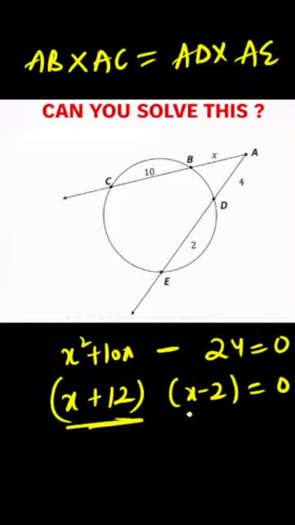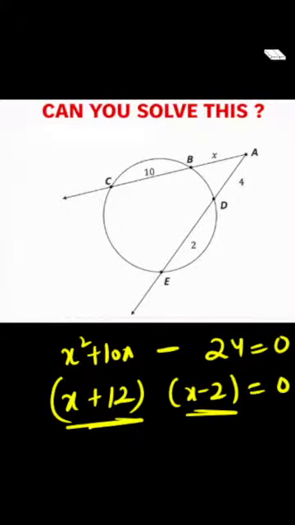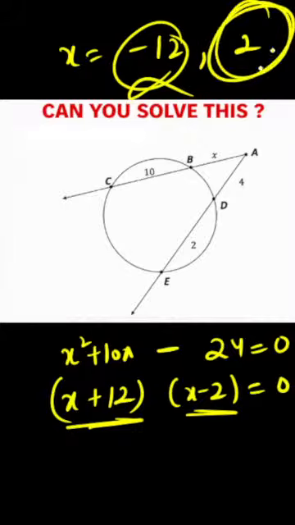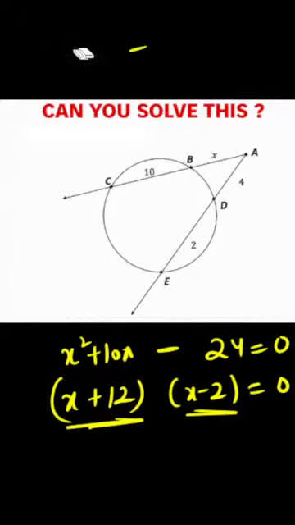If I equate these factors to 0, I'll be getting x equal to negative 12 and x as 2. Negative 12 is going to get rejected because this value is representing the length of the external segment. So the length can't be negative, we know that. So x is going to be 2 only. So the correct answer for this is x is equal to 2. Don't draw a line here and assume they are going to follow the BPT theorem.